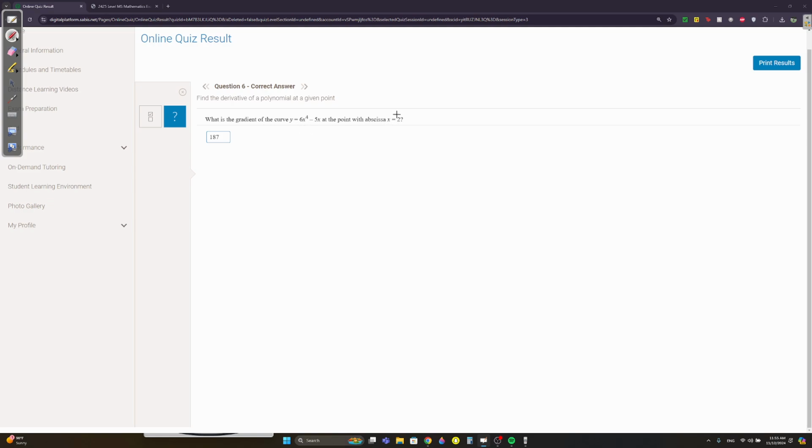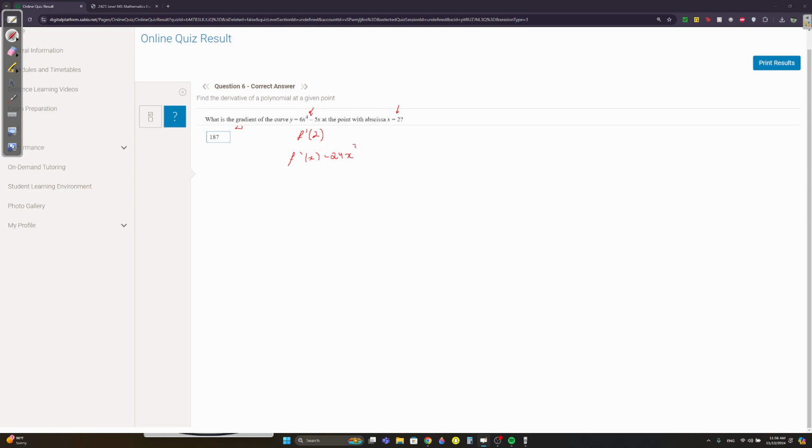What is the gradient at x equals 2? How do you find the slope at x equals 2? Quickly, f prime of x. So in this case, 2. Right? So let's see here. Let's find f prime of x. F prime of x is equal to 4 times 6, which is 24.